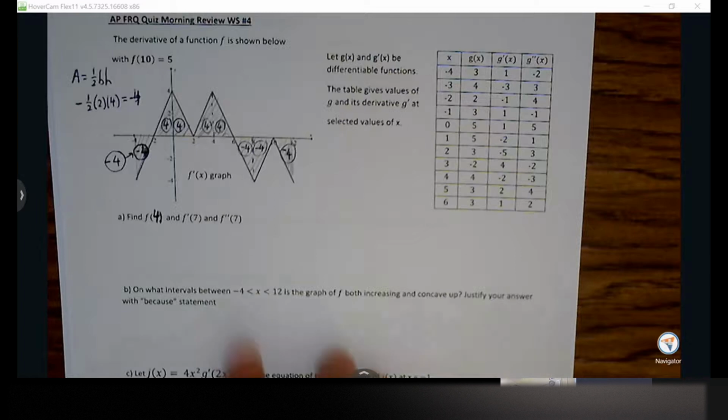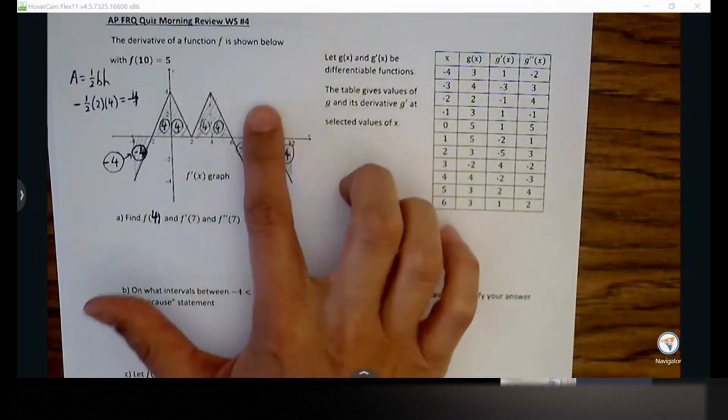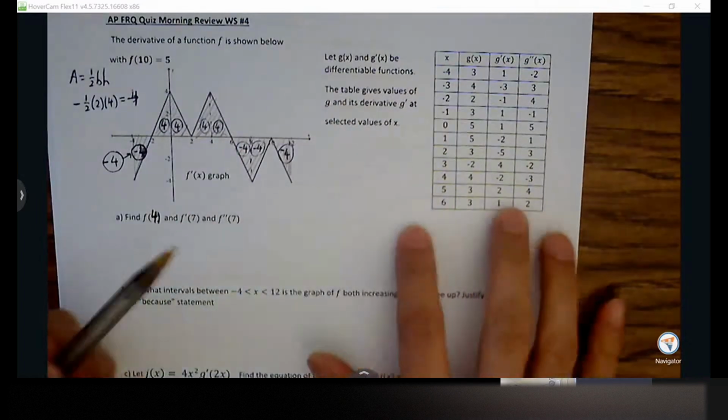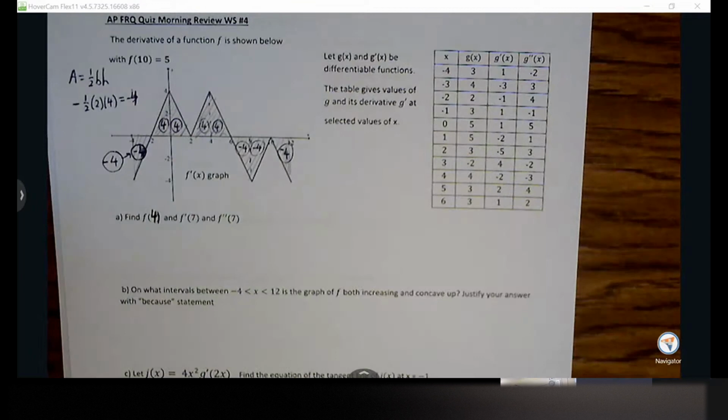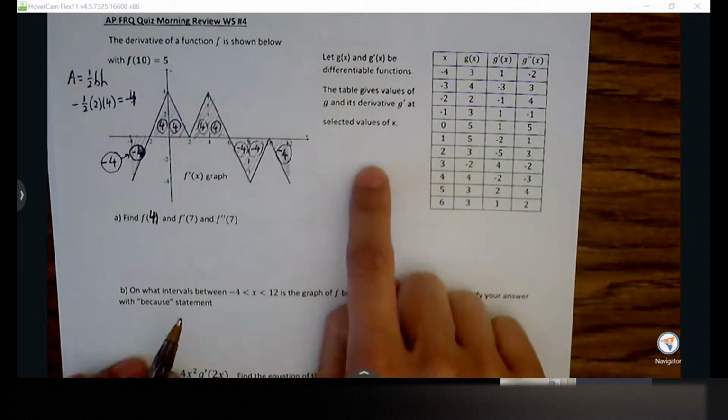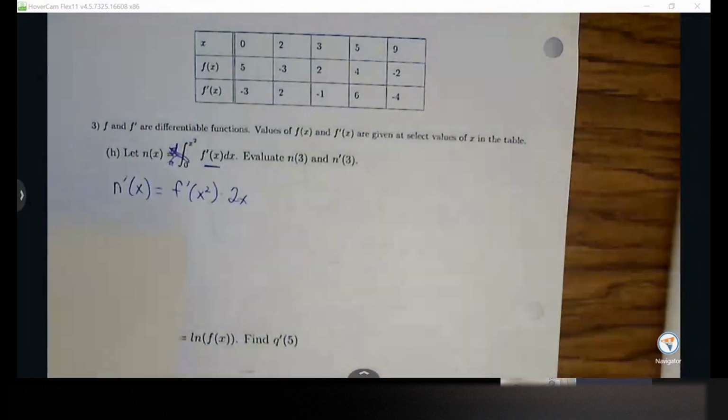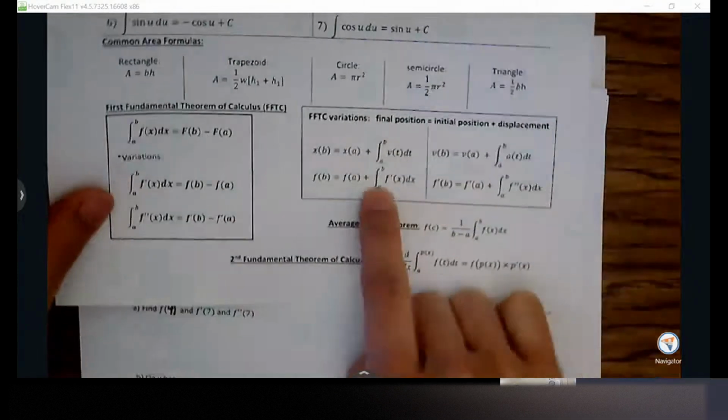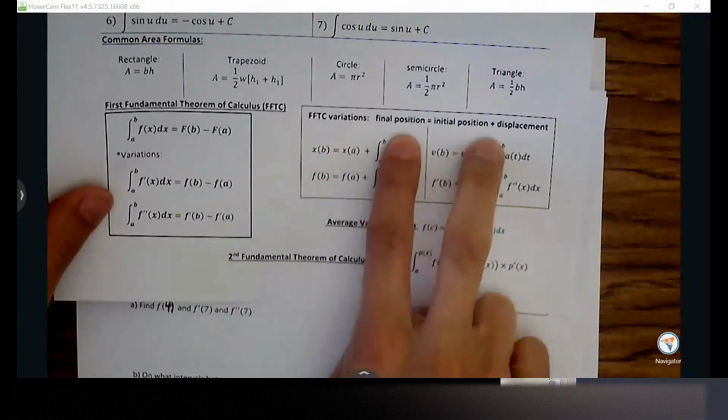All right, so we want to find f of 4. Notice that there's no explicit formula for f of 4. So we have to rely on final position equals initial plus displacement, the thing you showed us in class today. So I have to rely on this here.